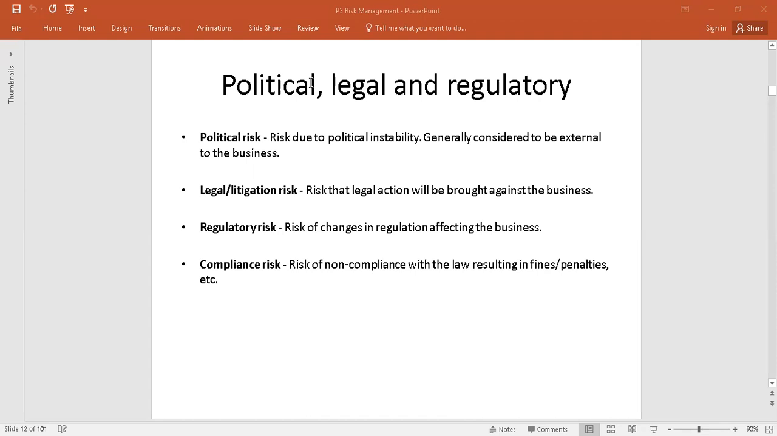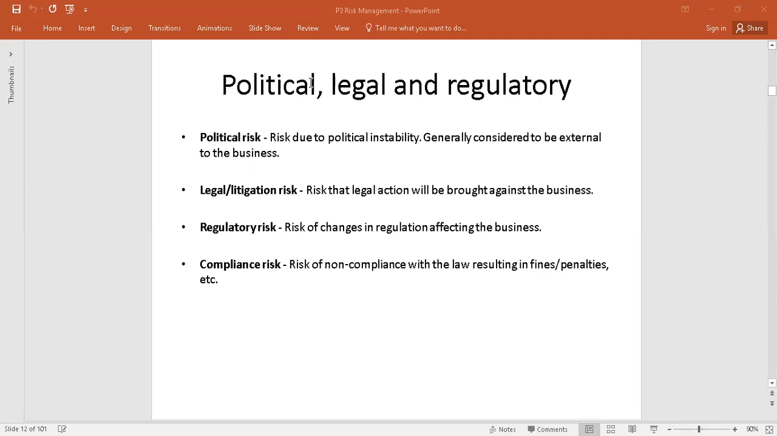Compliance risk talks about not complying with the regulations, the rules that are laid down for the organization. Because of non-compliance, they would attract some penalties and fines. So that is compliance risk.